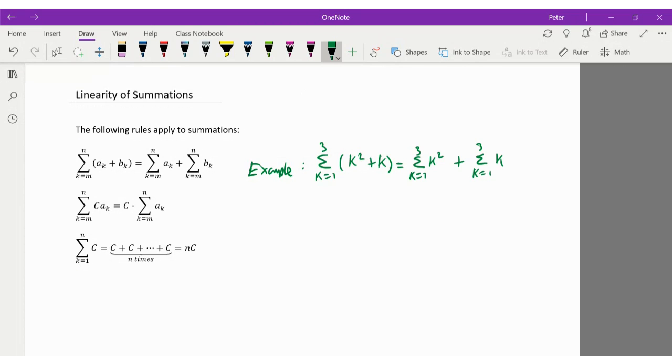I'm sorry, Eric asked, is the k equals m the determinant? And the answer is yes. M is the starting number. It's the lowest number.